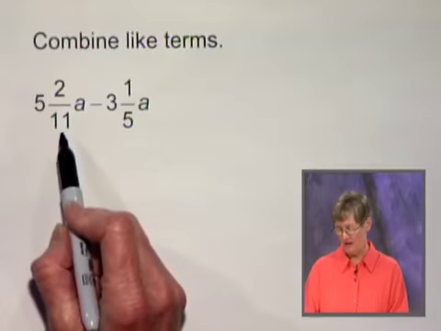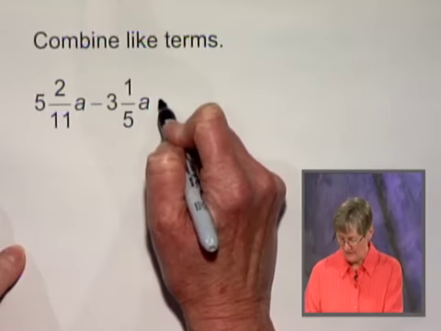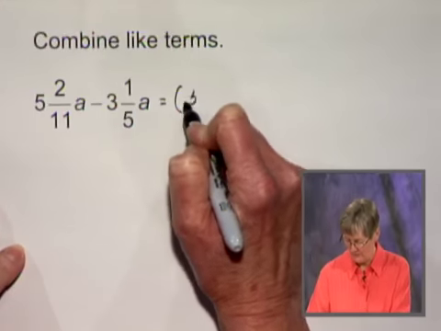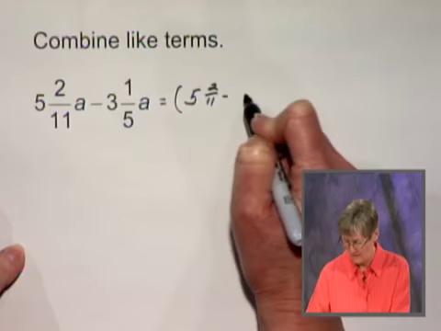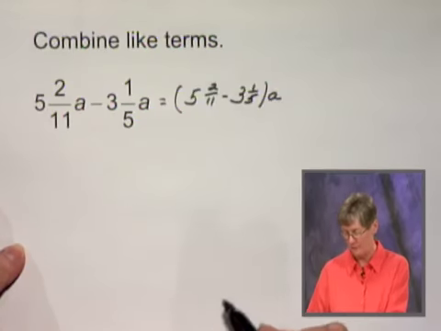We'll combine like terms in this exercise. We have 5 and 2/11ths A minus 3 and 1/5 A. And to combine like terms, we'll be combining 5 and 2/11ths minus 3 and 1/5. This will be the new coefficient of A when we combine those terms.